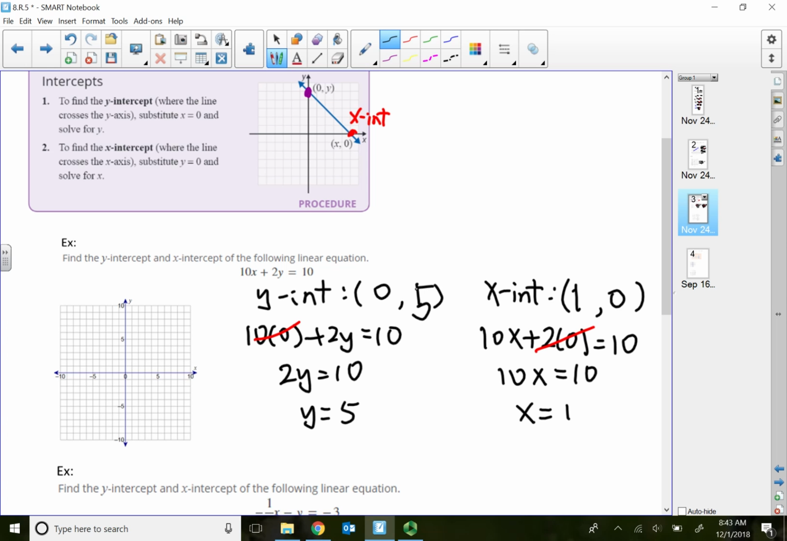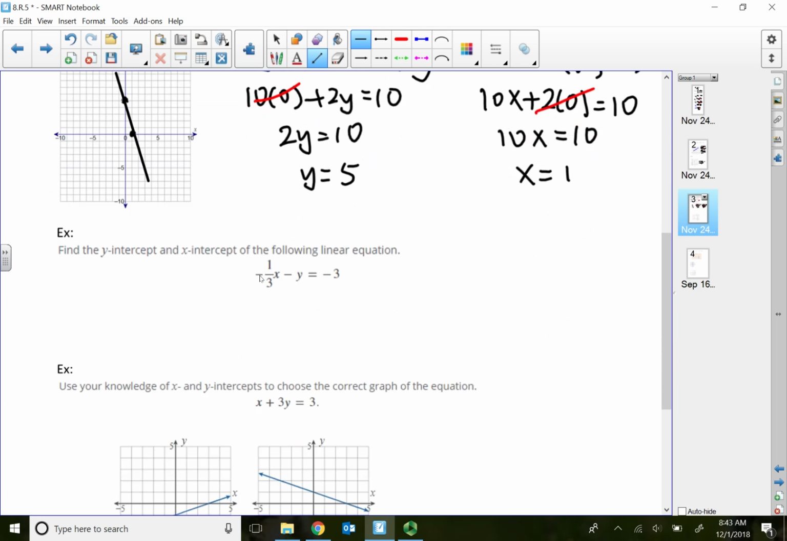Right, so (0, 5) means go up 5 from the origin, go up 5. So that point is the y-intercept. (1, 0), simply go to the right 1. All right, that'll be right there. So once I got 2 points, I can connect them with the line. All right, so that's all we have to do as far as finding the x and y intercept and graph them.